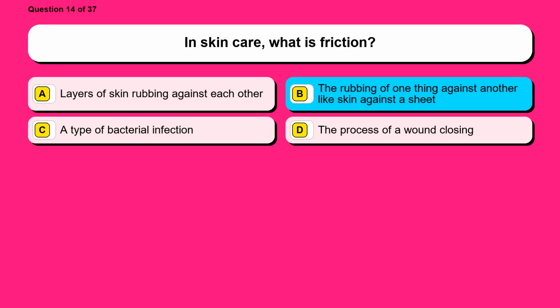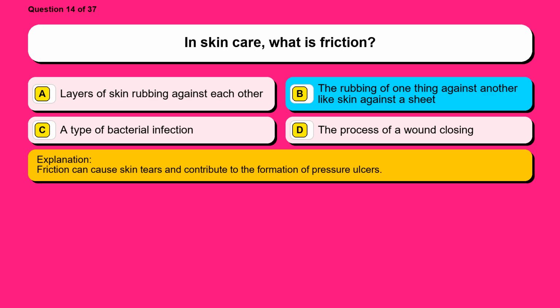The correct answer is option B. The rubbing of one thing against another like skin against a sheet. Friction can cause skin tears and contribute to the formation of pressure ulcers.